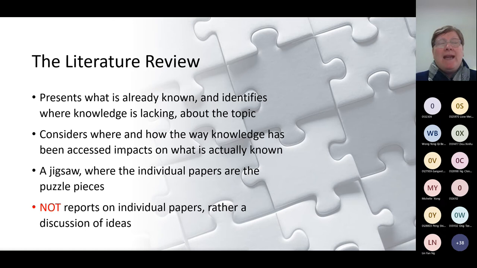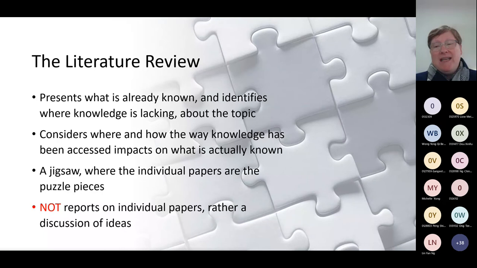Now, one of the things that's important when you're doing your literature review is you're considering how the way knowledge has been accessed impacts on what is actually known. So I'm sure you already know that if you're collecting data via qualitative methods, you get a different type of data than if you're collecting it via quantitative methods. So what you can know about something is different according to how you access information. So I'll unpack that a bit in a second.